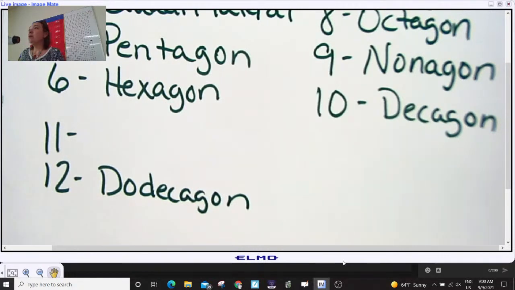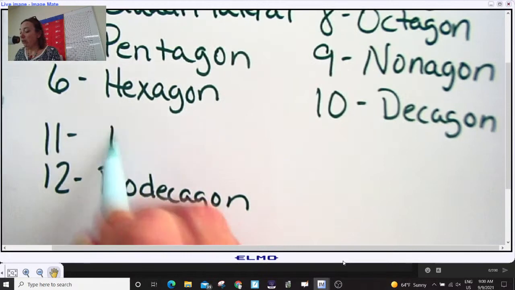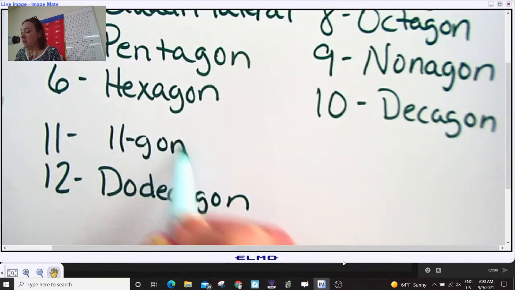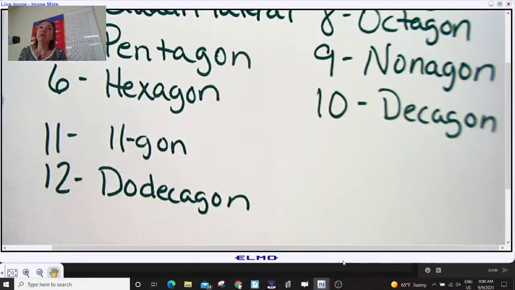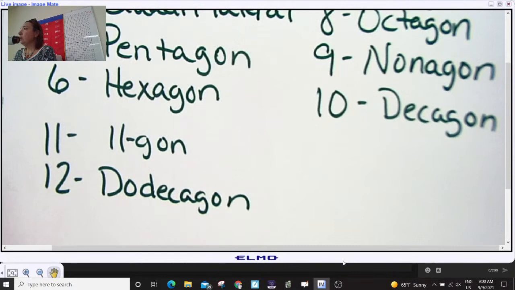Now, let's talk about 11 and then everything above 12. 11 and everything above 12, they have names. We don't use them. So we call that an 11gon. And anything above 12, we just call the number of sides gon. Okay? There are names for them. We just don't use them because they're not utilized very often, those shapes, so we just don't bother with learning their names. Okay? So that's how you classify it based on number of sides.